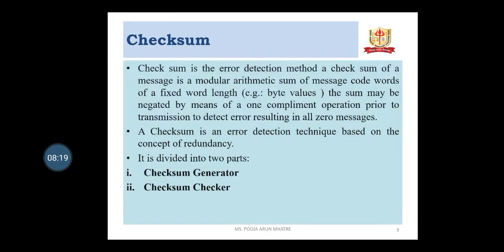The second method is the checksum. Checksum is an error detection method. A checksum of a message is a modular arithmetic sum of message code words of a fixed word length, that is, byte values. The sum may be complemented by means of the one's complement operation prior to transmission to detect errors resulting in all 0 messages. So checksum is an error detection technique based on the concept of redundancy, and it is divided into the checksum generator and checksum checker.